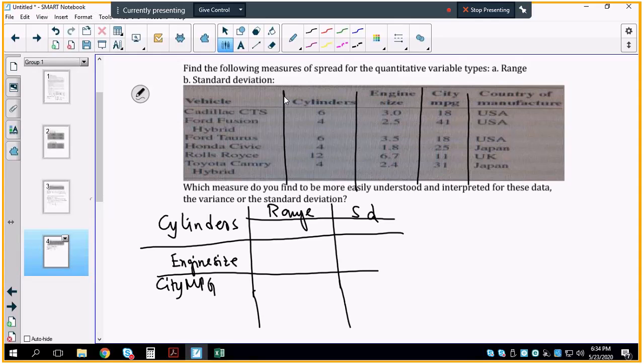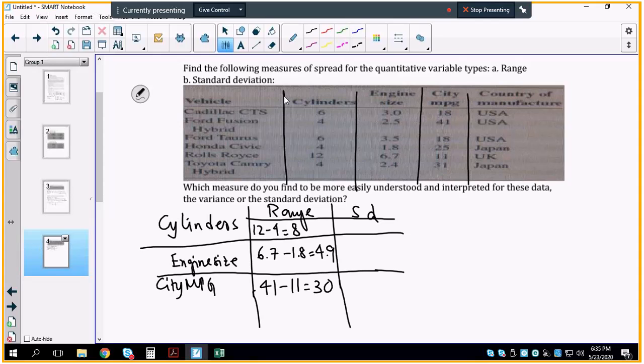So the range for the cylinders, the highest value is 12, the lowest value is 4, so it's pretty simple. That's 8. For engine size, the highest value is 6.7, the lowest value is 1.8, so that is 4.9. City mileage per gallon, the highest value is 41, the lowest value is 11, so that's 30.